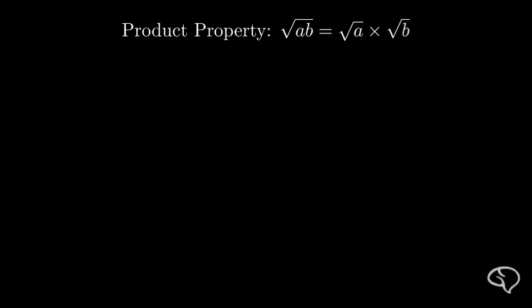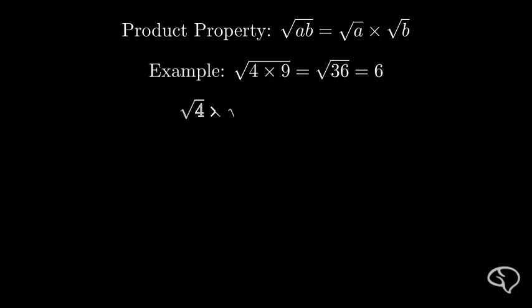Let's look at some properties of square roots that are very useful for simplifying expressions. First, the product property. The square root of a product is the product of the square roots. For example, the square root of 4 times 9 is the square root of 36, which is 6. This is the same as the square root of 4 times the square root of 9, which is 2 times 3, also 6.